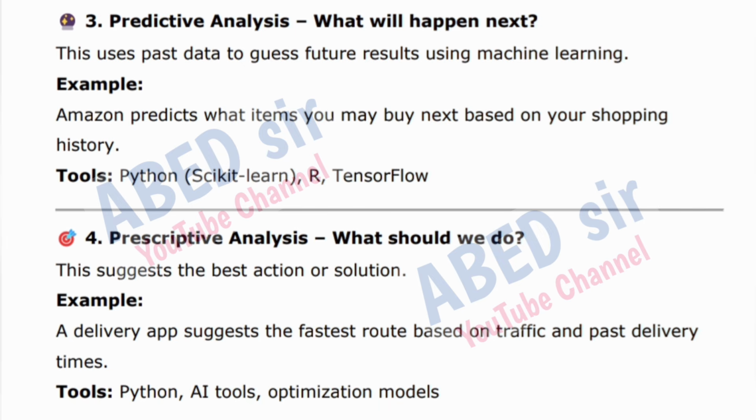Python, scikit-learn, R, TensorFlow. 4. Prescriptive analysis. What should we do? This suggests the best action or solution. Example. A delivery app suggests the fastest route based on traffic and past delivery times. Tools. Python, AI tools, optimization models.